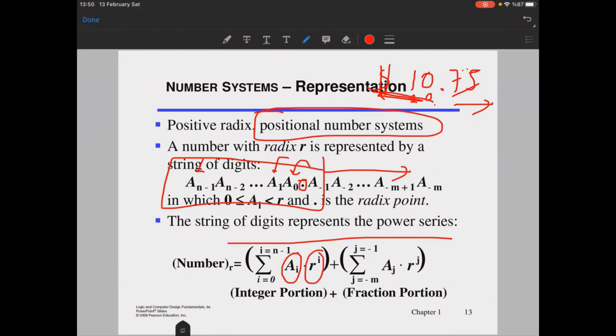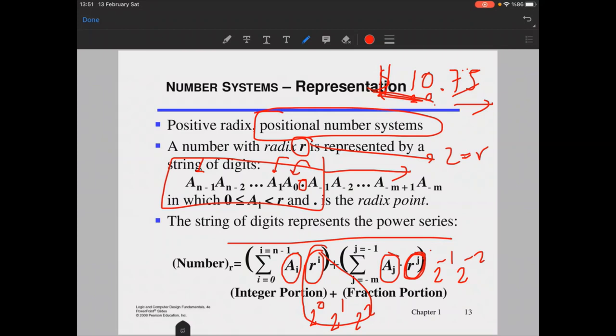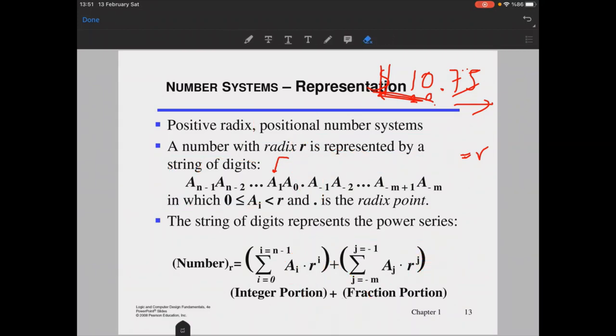If you have radix r as 2, for example, what you have here will be 2 to the power 0, 2 to the power 1, 2 to the power 2 as coefficients. And again, for the fraction part, it works exactly the same. You have your digit value, and this is the coefficient or value of that digit. So it's 2 to the power minus 1 and 2 to the power minus 2 and so on. This is the definition of representation of positional number systems. You can see them right here.